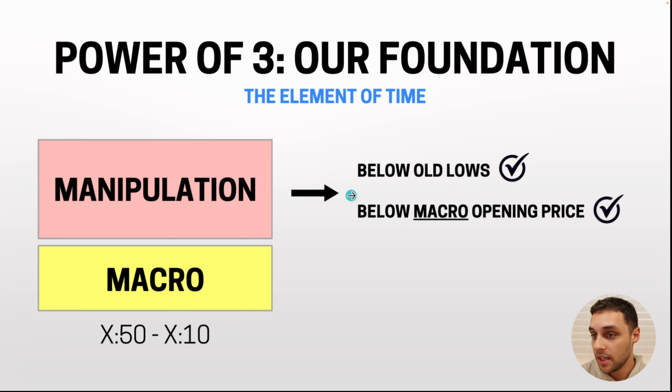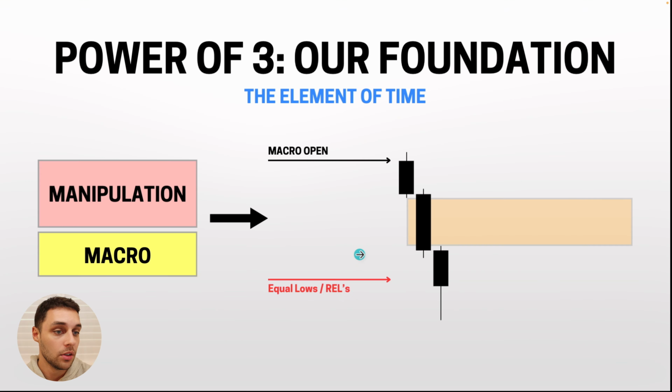Okay, so we want to see price for macro power of 3 manipulation go below old lows, but below macro's opening price. So if I rewind a bit, macro open for the 950 macro, let's say, that 950 opening price on that 1 minute candle, I want to see price go below there, run old lows, and then offer me a setup, which we'll get into right now.